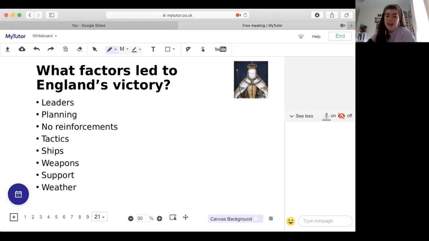Weapons. The English ships had cannons that they could fire at a safe distance and could be reloaded quickly. The design of the Spanish cannon meant that they could only fire over a short distance and they were slow to reload, which is what I've said before, but just a reminder because that's really important.